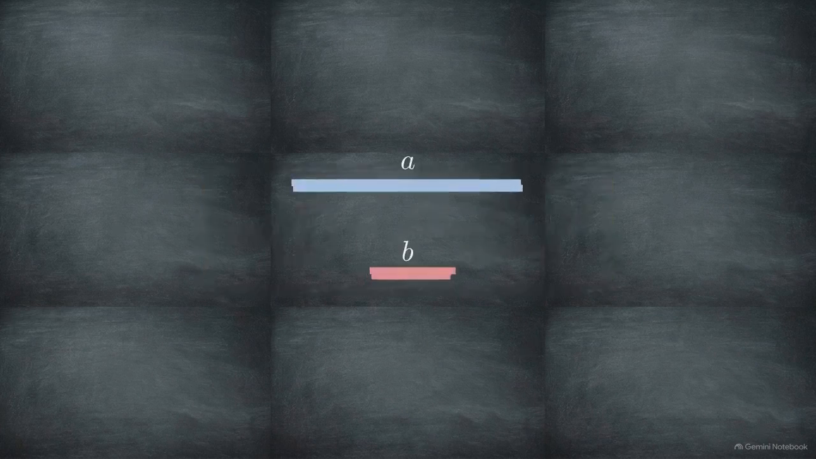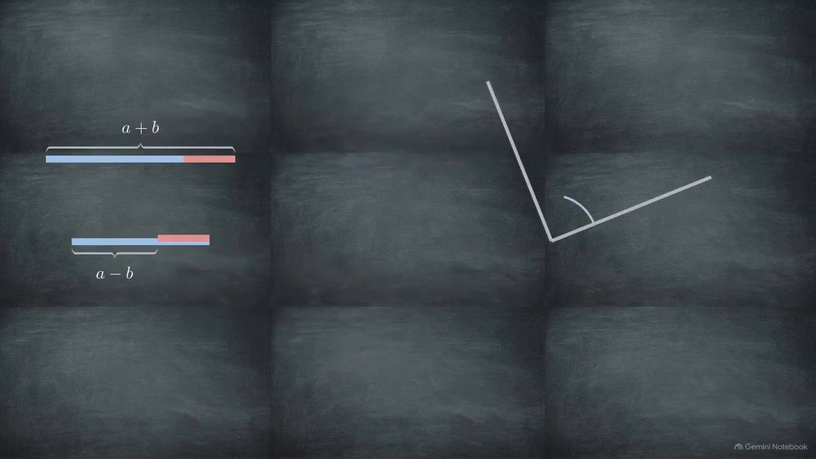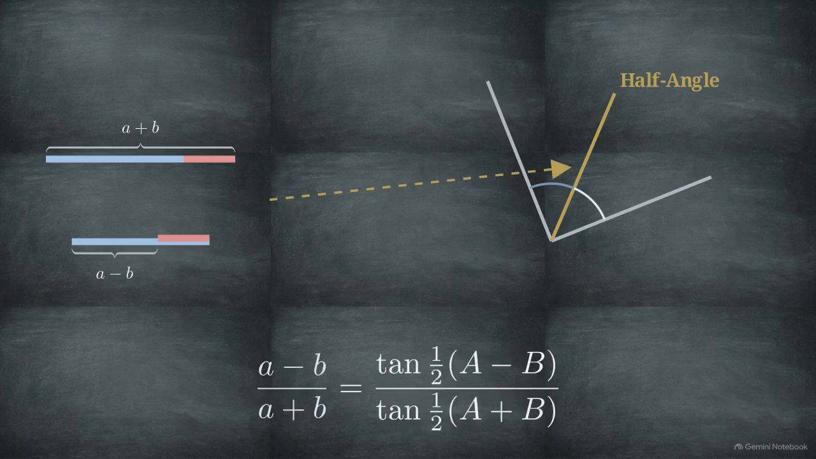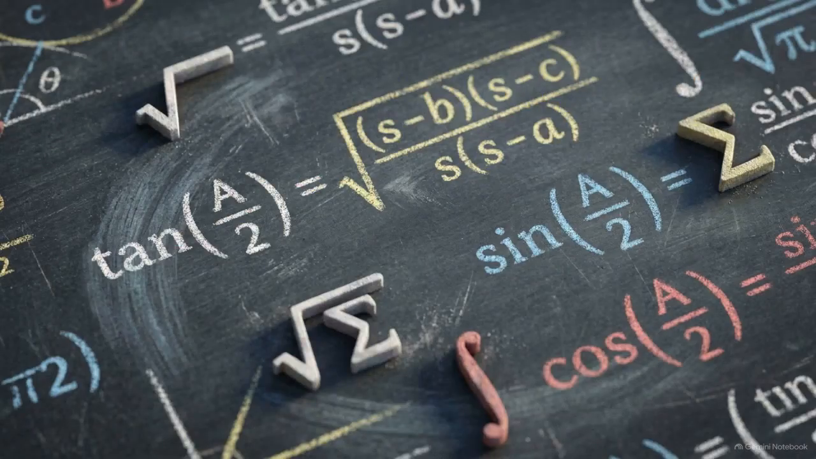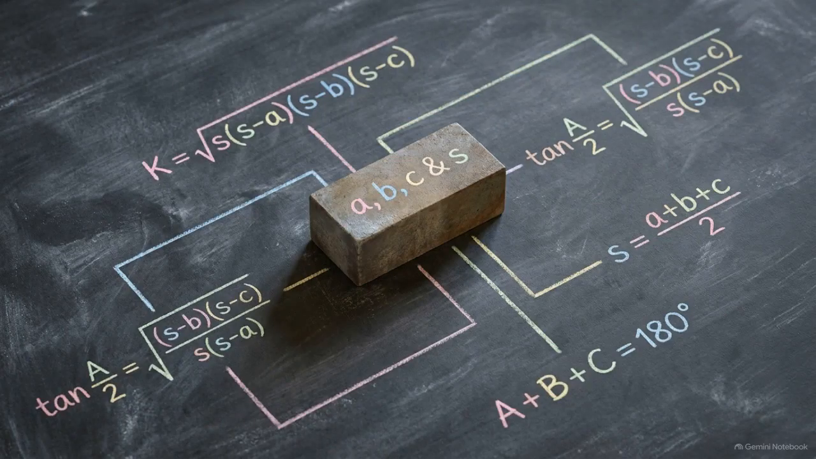There is also the half-angle ratio rule. This is a specific tool for problems that provide the sum or difference of two side lengths, connecting those side relationships directly to the half-angles. These identities are not independent rules to be memorized in isolation. They are all variations built from the same foundational side lengths and the semi-perimeter.